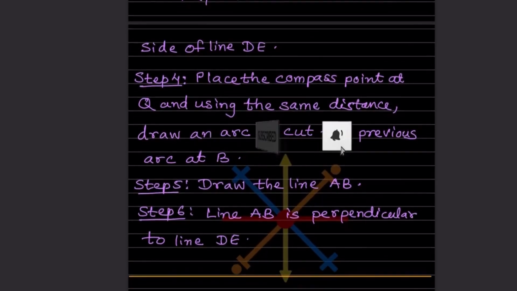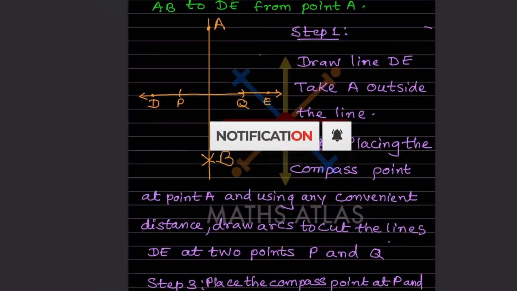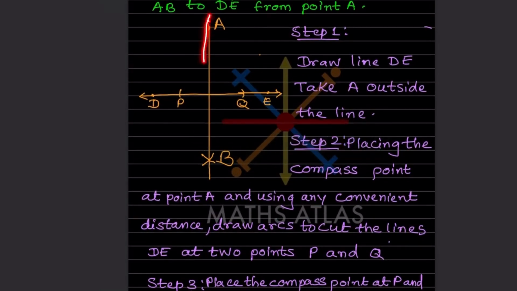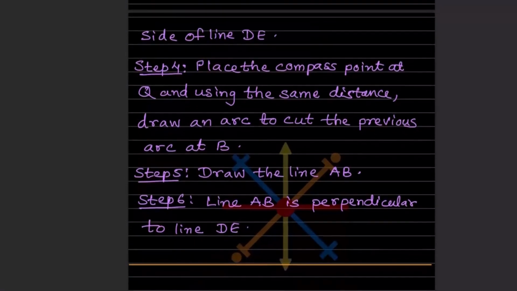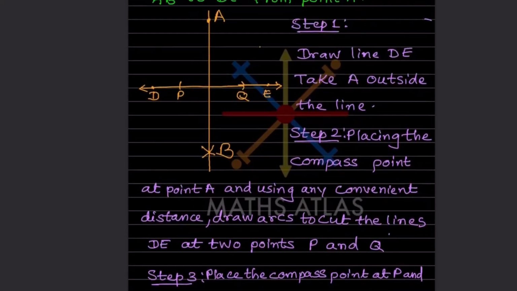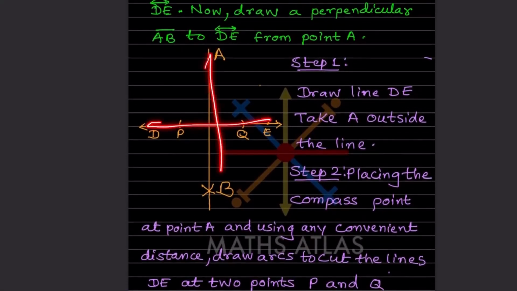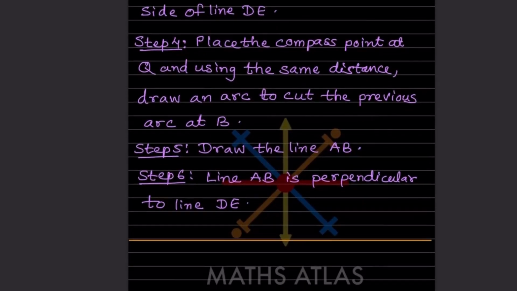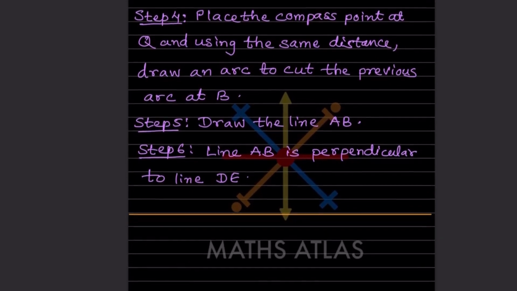So draw the line AB. So what will you do? From this point to here you are going to draw a line. So from here what you can see, this is one line and this is one line. So what does this say? That is a perpendicular. So you can say AB is perpendicular to D. So these are the steps that you have to write.